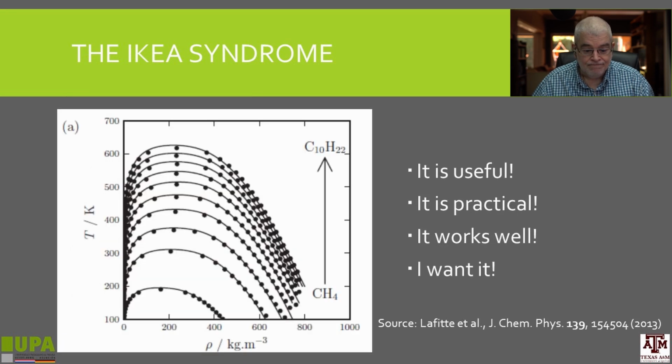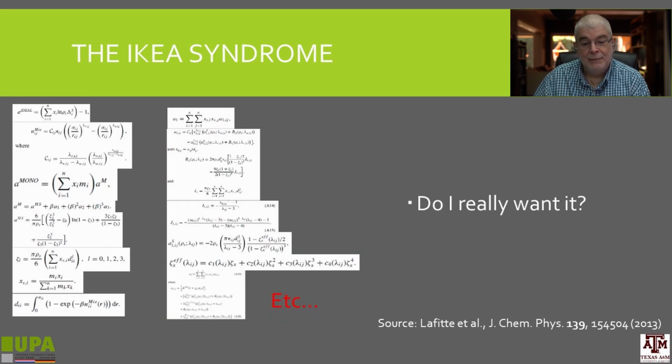Now, if we look at this plot, a beautiful representation of the volumetric dependence of hydrocarbons from the work of Lafitte et al. It's useful, it's practical, it works well, and I want it until I take the paper from Lafitte et al. And these are part of the equations, probably at least an equal amount of equations, if not twice as much, to implement that. And then I ask myself, do I really want it?